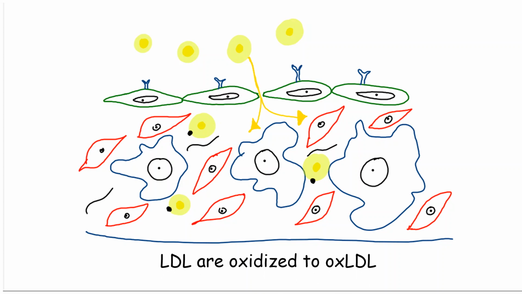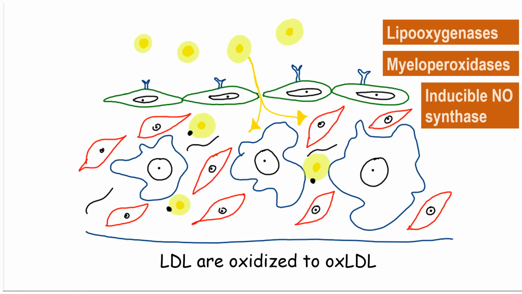This process of oxidation is carried out by enzymes that are released by the macrophages, for example lipoxygenases, myeloperoxidases, inducible nitric oxide synthase, NADPH oxidase. From this point, it is therefore apparent that the level of oxidative stress in an individual has an important influence on the rate of progression of the lesions. Likewise, the concentration of LDL in the individual's blood also influences the rate of progression of the lesion.